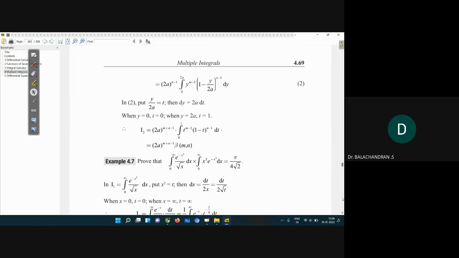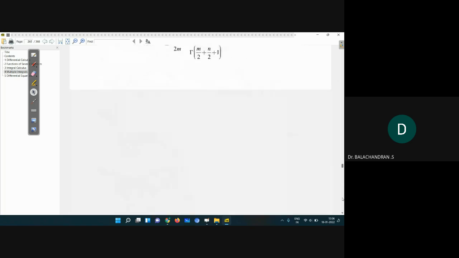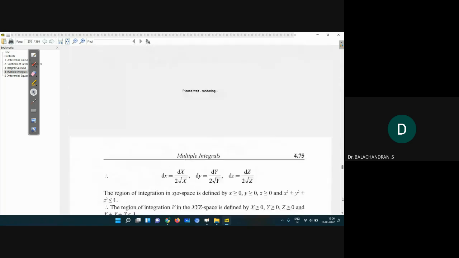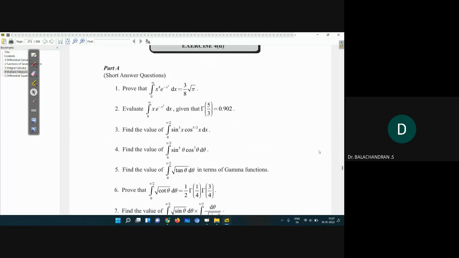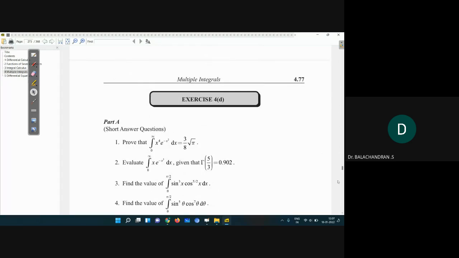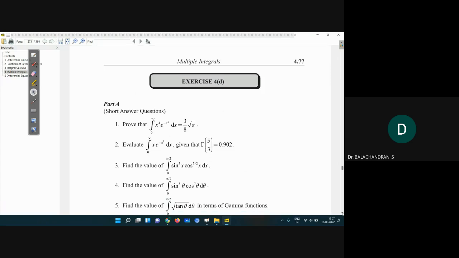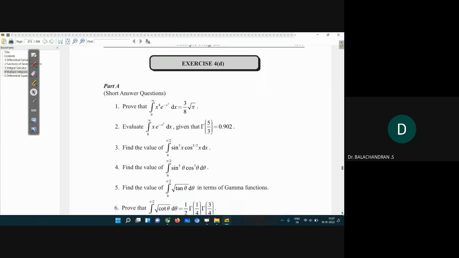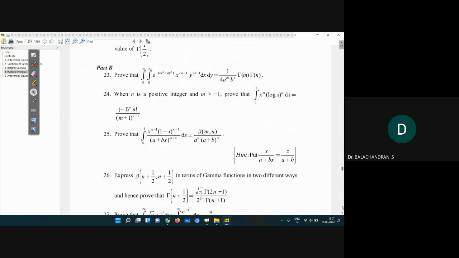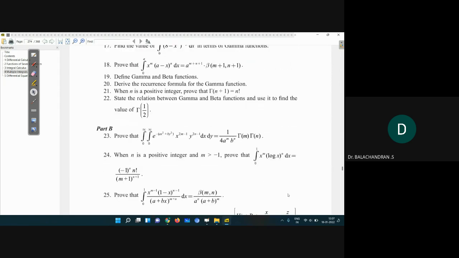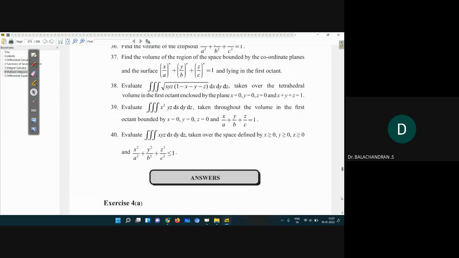Once you have solved the example problems, usually I will give an assignment from the exercise problems. In the exercise problems you need to solve 50% of the problems. You can even start now, in section 4D, exercise 4D. Maybe I will give this assignment next week, but if you are ready, you can solve it. At least 50% of your problems in part A. How many problems do you have? 22, 11 problems. Similarly, in part B also 50% of the problems you can solve in your free time.